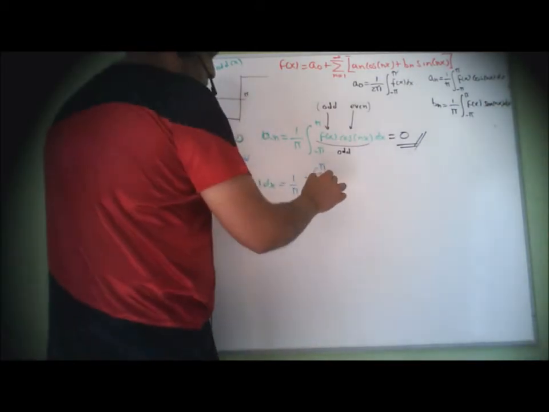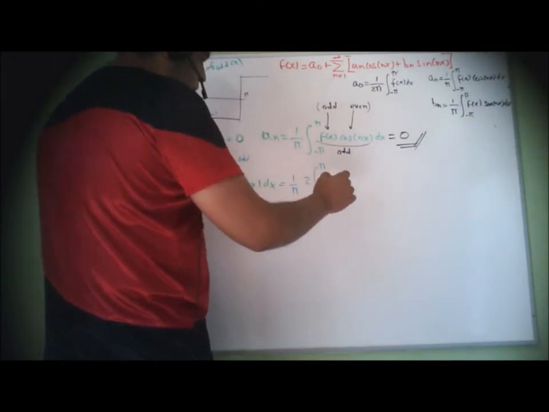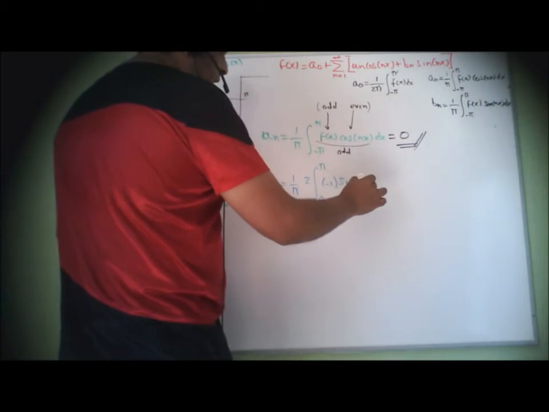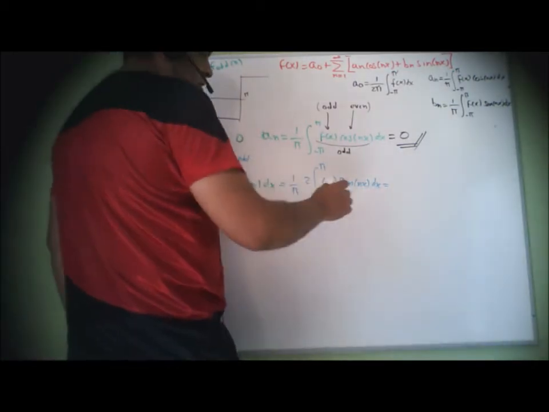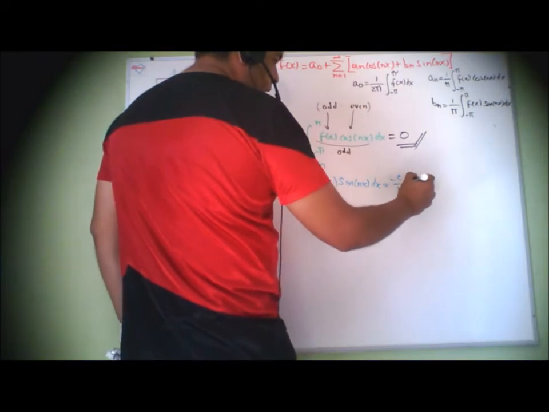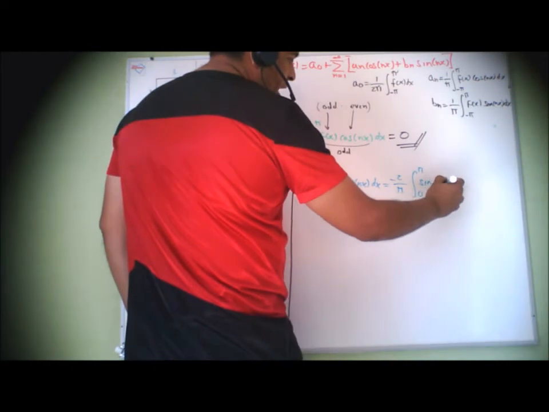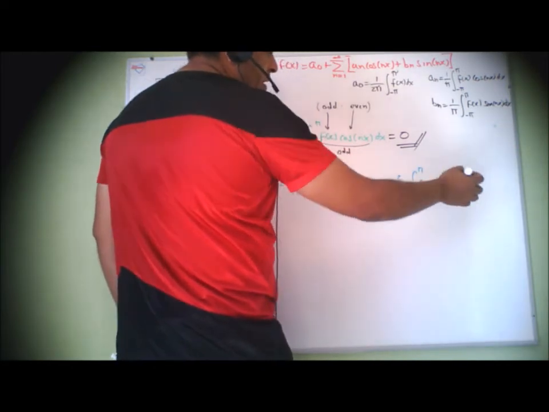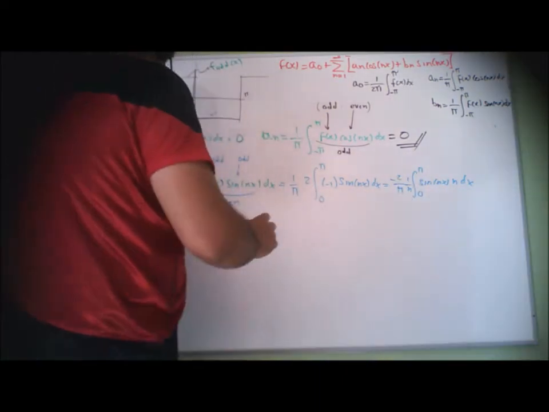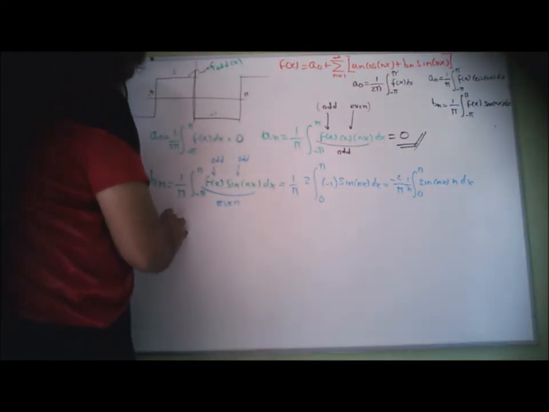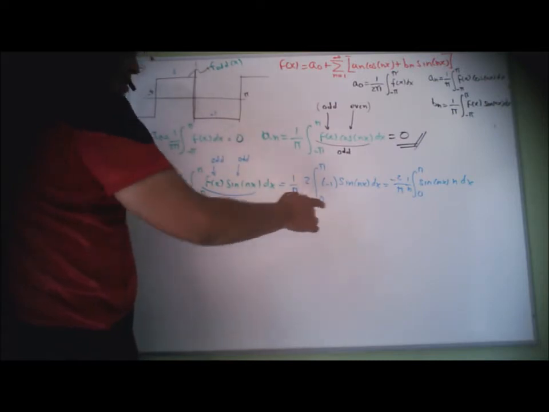So it's going to be minus 1, the sine of nx, differential of x. So this is going to be equal to, the minus goes outside, minus 2 over pi, integral from 0 to pi of the sine of nx. We have to complete the integral, so here we need an n and then 1 over n here. So the Vn is equal to minus 2 over n pi here.